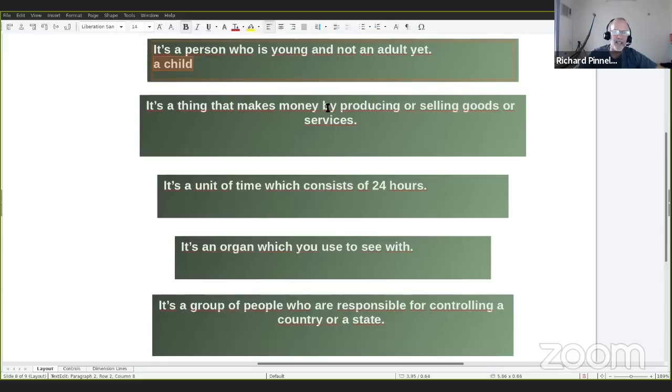It's a thing that makes money by producing or selling goods or services. What is it? Well, I've lost Maria in the chat now, so I've only got her in the conference. She's disappeared. There's no one else in there. So is anybody actually in the chat? Because I don't seem to be seeing any messages here. Sorry, the chat was not working correctly. I wasn't getting the messages. I've just seen the messages come up.